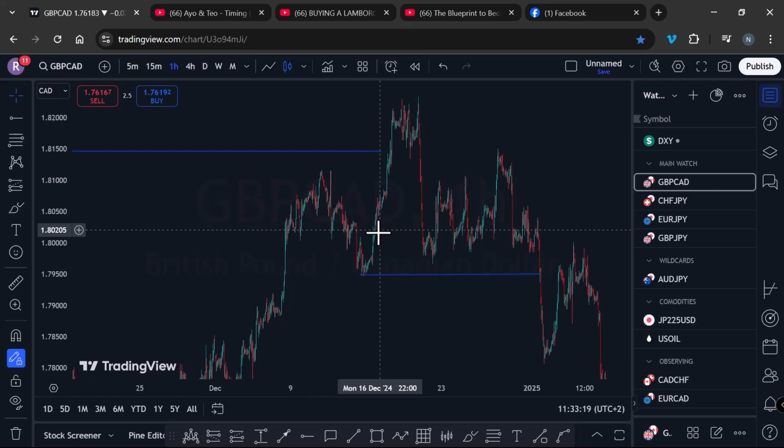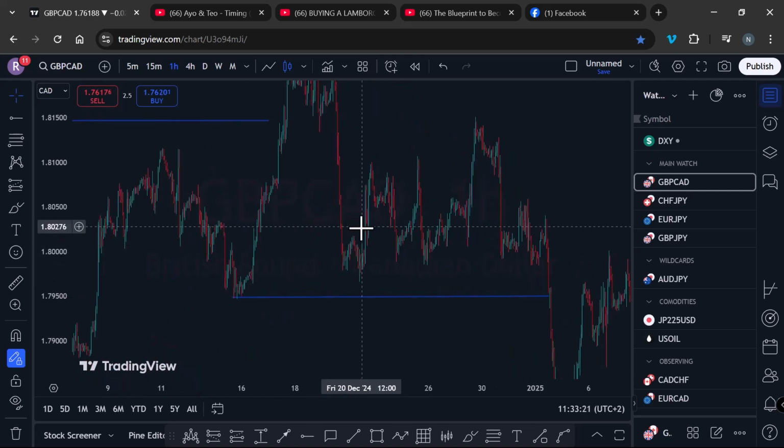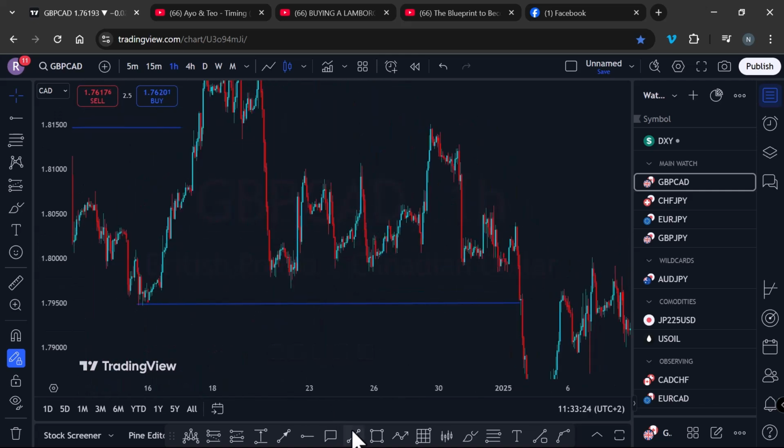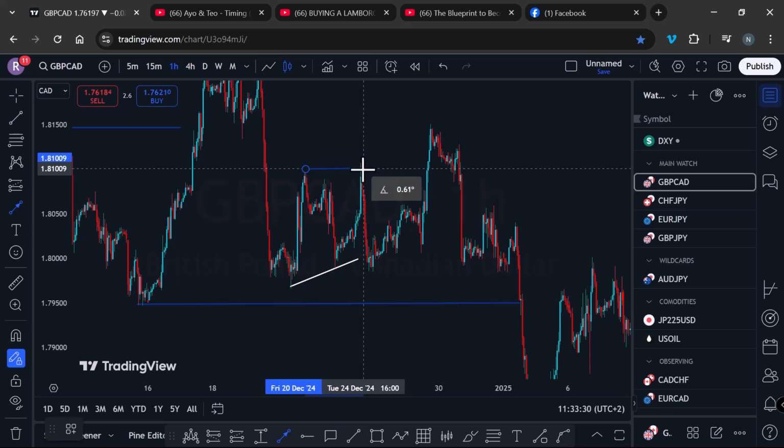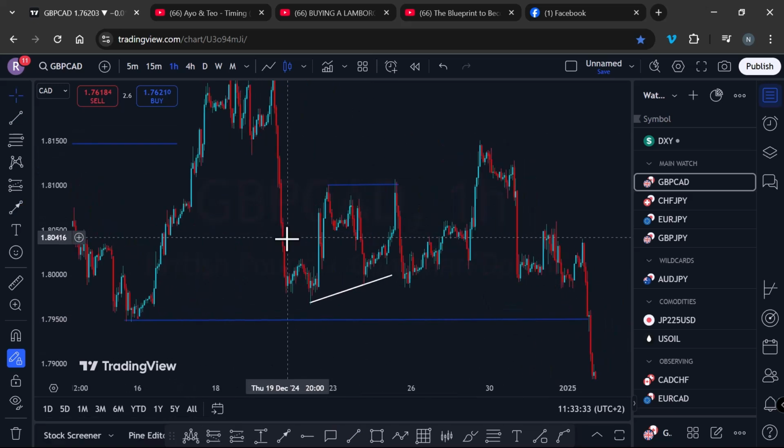And then what do we do next? We then start looking for our entries, right? So you have your pattern right there. This was just a typical 2-touch flag, right?